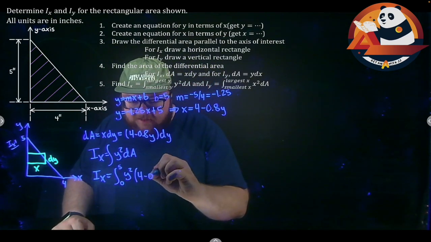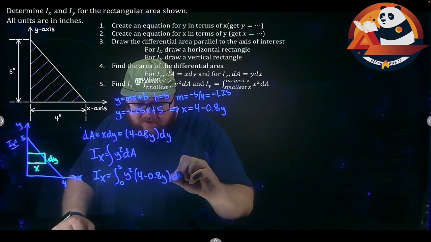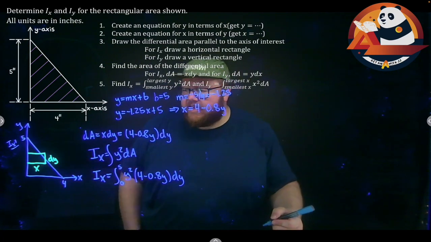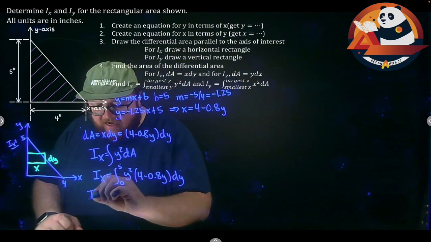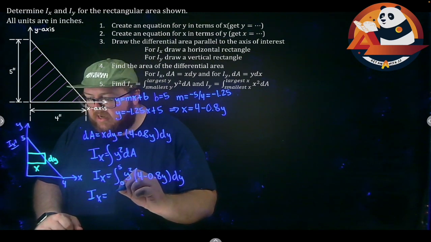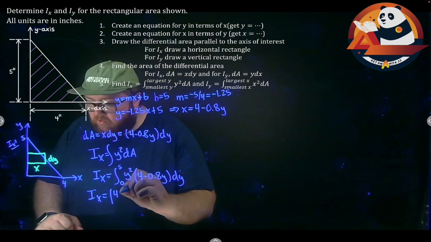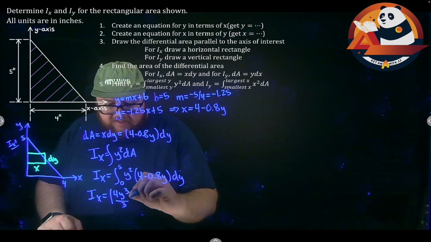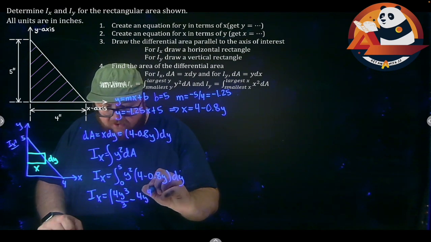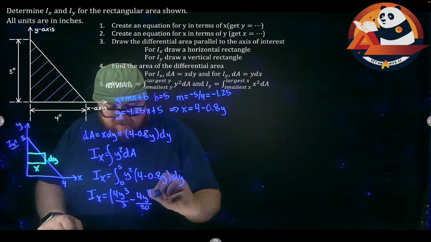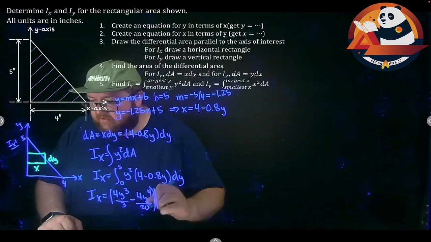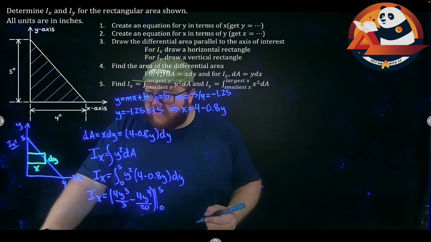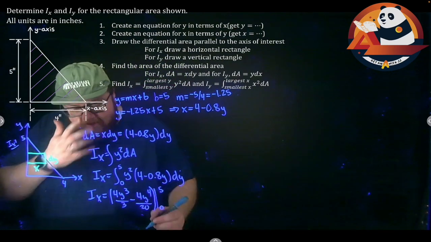Times 4 minus 0.8y dy. Which I can then try to integrate. I should get here that this is Ix equals 4y cubed over 3 minus 4y to the 4th over 20. And we're evaluating all of that from 0 to 5. Which is going to give us that my Ix value is 41.7.